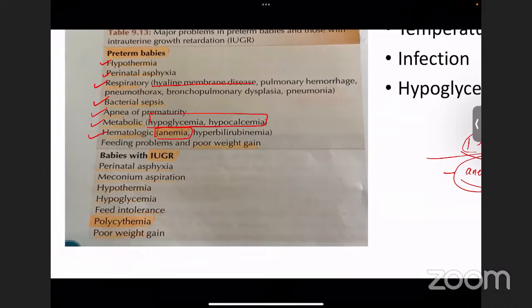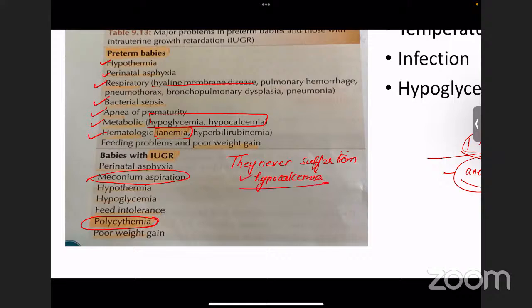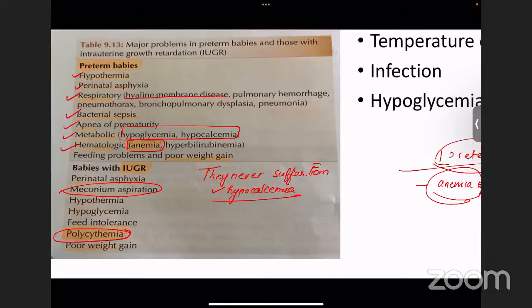Two, feeding problem and poor weight gain is more common in preterm. Whereas babies with IUGR will have the same complications except a few conditions, like meconium aspiration, which is more common in IUGR. Hypothermia, hypoglycemia, polycythemia, I said. One thing, an IUGR baby will never suffer from hypocalcemia. These are the two main differences. One thing is IUGR will have polycythemia and they never suffer from hypocalcemia, not hypoglycemia. Hypoglycemia they will suffer, but not hypocalcemia. These are the two major differences you will see between the preterm as well as the babies with IUGR.